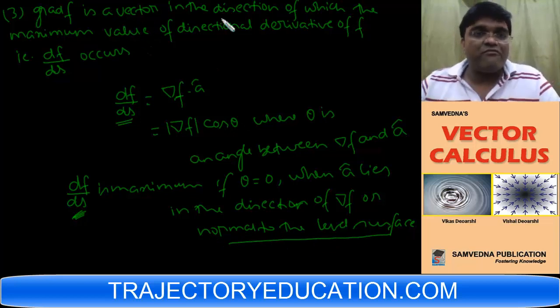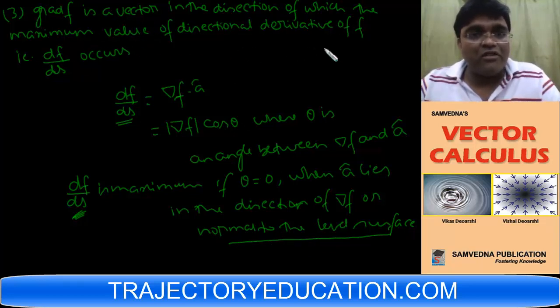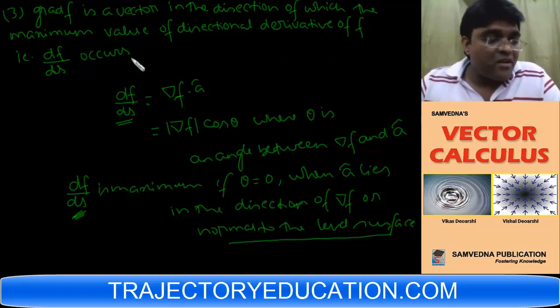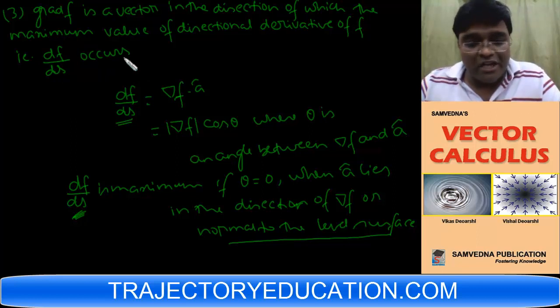So I can very well say grad f is a vector in the direction in which the maximum value of the directional derivative of f occurs. So these are the properties. There are three very important properties of the gradient. Now we will see some examples, some applications of gradients.